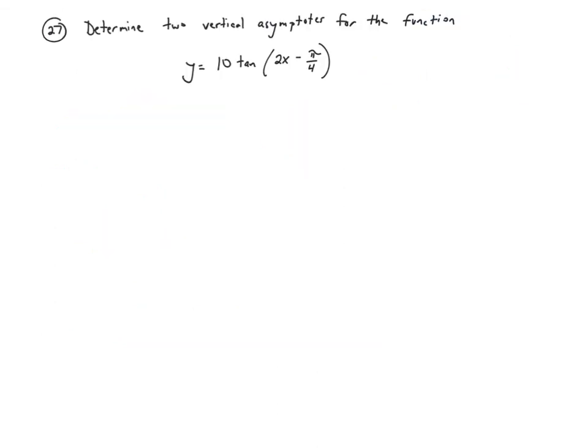Number 27, determine two vertical asymptotes for the function y equals 10 tangent of 2x minus pi over 4. There's a summary table in our notes about our trig graphing material, so you should go back into your notes and make sure you memorize that stuff. The vertical asymptotes for a tangent function occur where the cycle starts and ends. The cycle starts when 2x minus pi over 4 equals negative pi over 2. The cycle ends when 2x minus pi over 4 equals pi over 2. So now we're going to solve both of these equations.